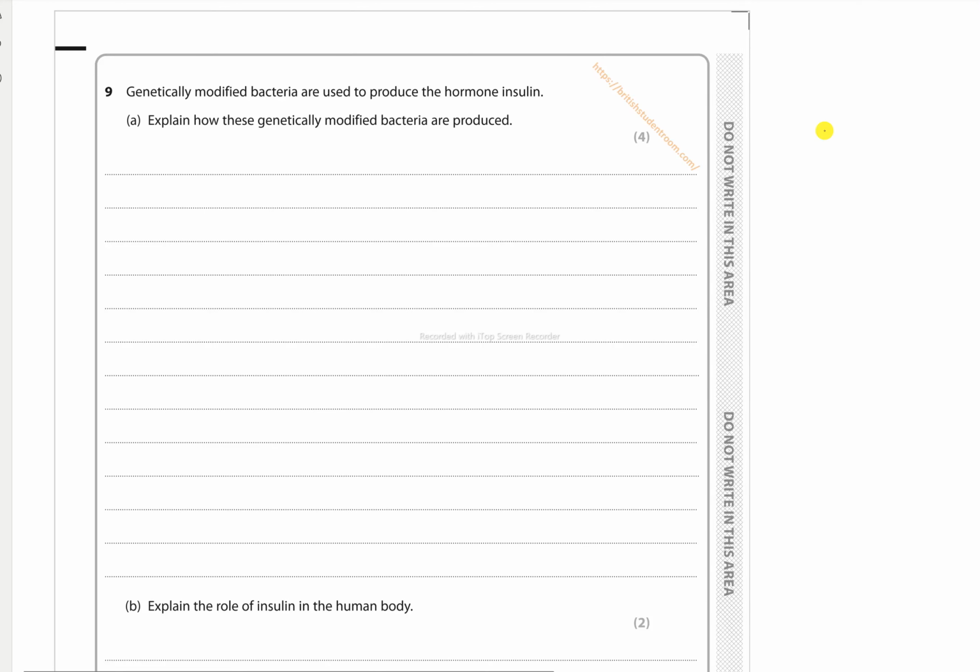Right, we're carrying on with this exam paper. We're looking at genetically modified GM bacteria and how they are produced to make insulin.